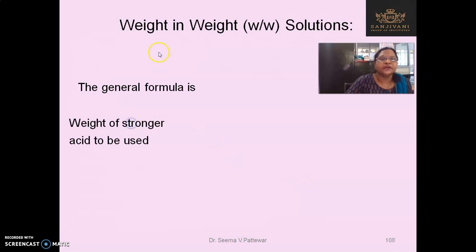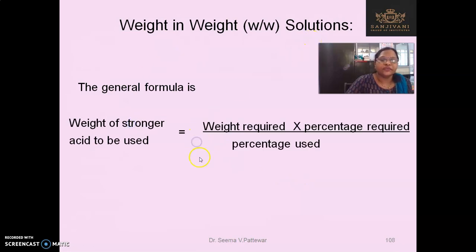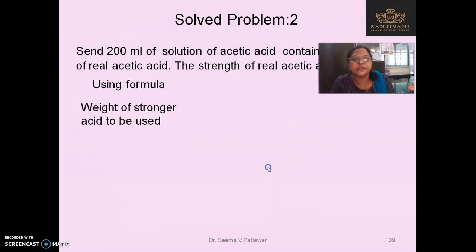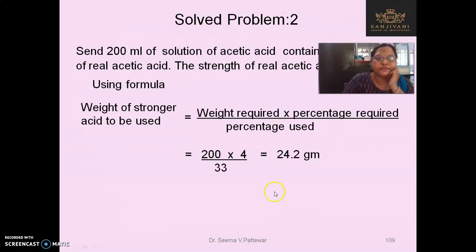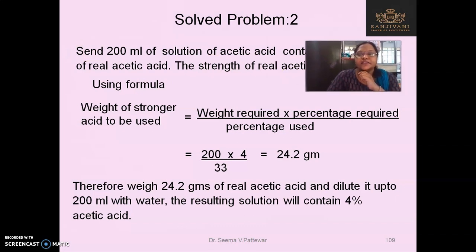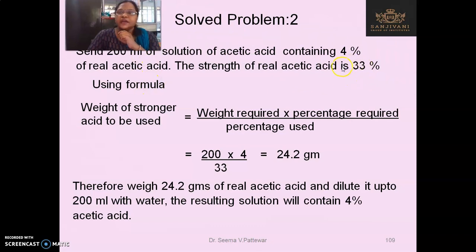Then you will see weight solutions. In general formula, weight of the stronger acid used is equal to weight required divided by the same formula again. So see the example here. Prepare 200 ml of acetic acid containing 4% of real acetic acid. The strength of the real acetic acid is 33%. So actually you should know this. The strength of real acetic acid is 33%. So according to that you have to calculate again.